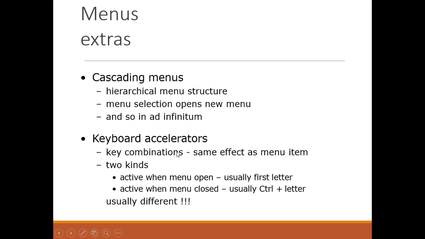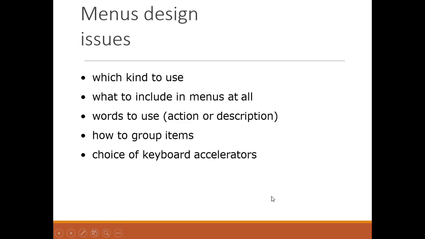Next is the keyboard accelerator. What is a keyboard accelerator? A key combination with the same effect as a menu item. There are two kinds of keyboard accelerator: active when the menu is open, and active when the menu is closed. When the menu is open, it is usually the first letter. When the menu is closed, it is usually Control plus a letter.